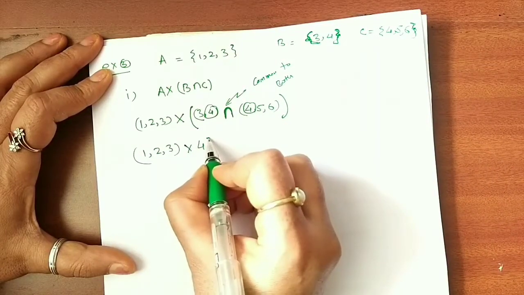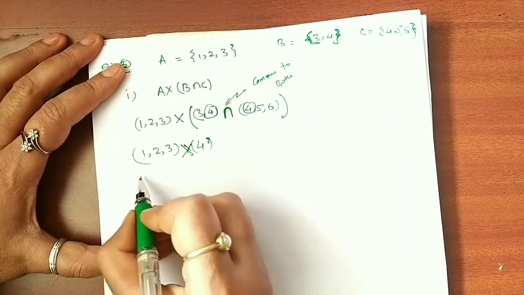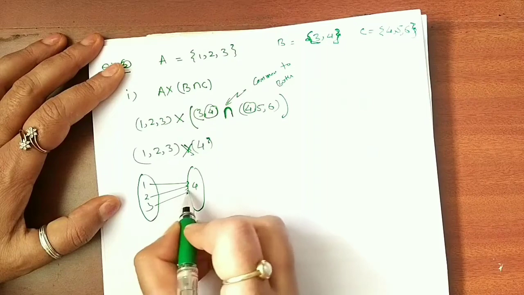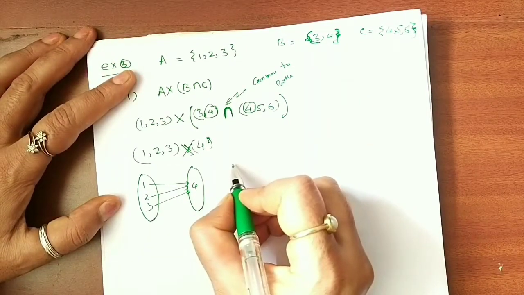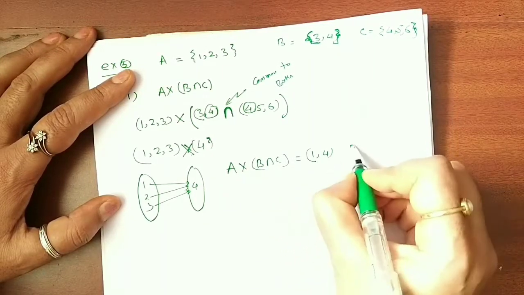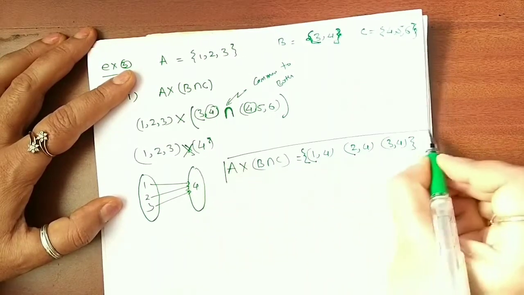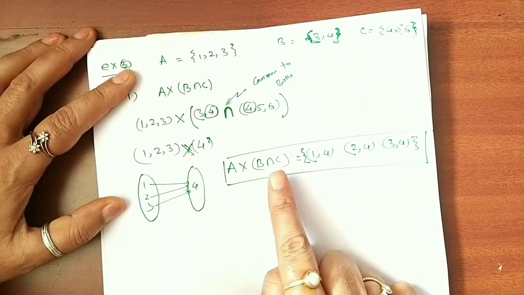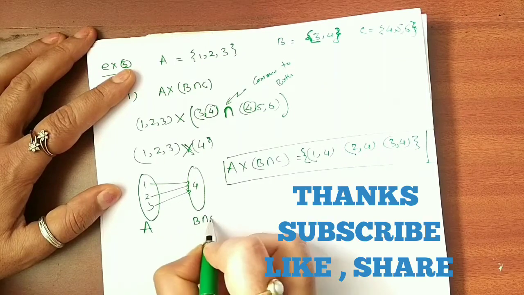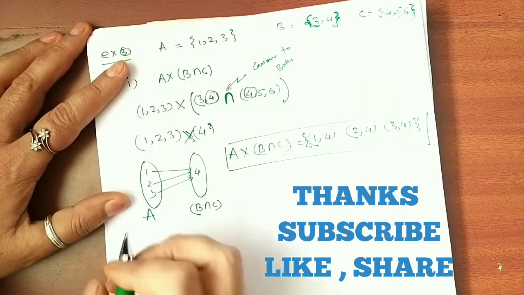So we will take Cartesian product with 4. Here is 1, 2, 3, and second is 4. So this with this, with this, and with this. So your Cartesian product answer A cross B intersection C will be 1 with 4, 2 with 4, and 3 with 4. I hope you understood how to do it. First we have to find what is B intersection C, which is 4. So this is representing A and this is representing B intersection C. Understood, guys? Now I will do the next question.